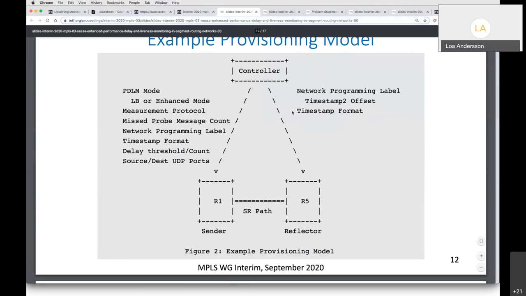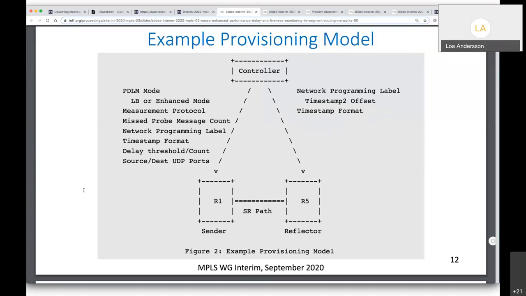I think this slide talks about the network programming label. You were very soft when you talked about that label. You said it can be allocated to. Is that something you actually plan to do, or is it in here just as a suggestion?